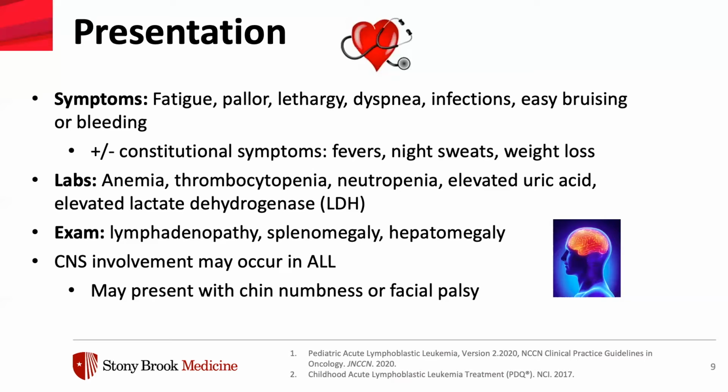And then the labs coincide with that infiltration of blasts in the bone marrow, decreasing the other cell lines. We may also see elevated uric acid due to rapid cell turnover. On physical exam, a doctor may note some lymphadenopathy, splenomegaly, or hepatomegaly. And if there is CNS involvement with the ALL, patients may present with some chin numbness or facial palsy.